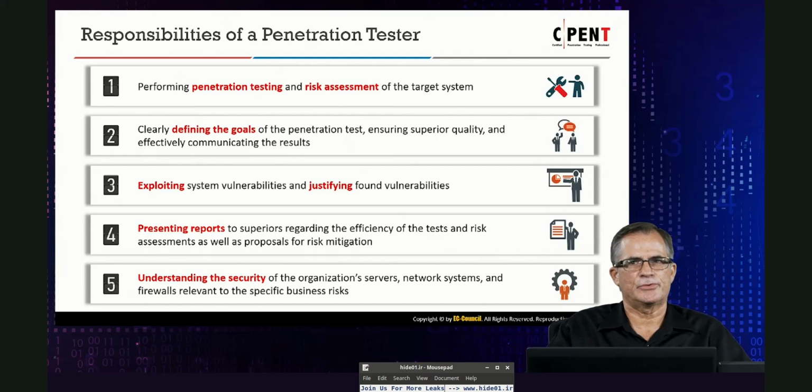Responsibilities, penetration testing, risk assessment, define the goals, right? What is the goal of the test? Look for system vulnerabilities, justify the found vulnerabilities, validation, right? Penetration tester is all about validating those reports. And then you take all that data and you present that report to the client. Understand the security of the servers, the network system, firewalls, all those different types of things are part of penetration testing. That's why it's what we consider a comprehensive blended skill.